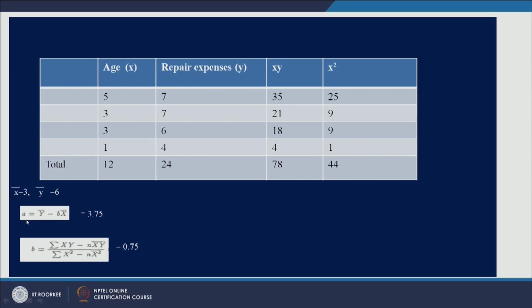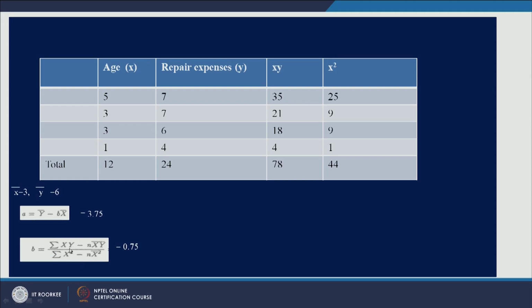So, this is your equation. a is equal to y bar minus b x bar. If you want to find a, you just calculate y bar, that is 6, minus b into x bar, right. So, x bar is known, which is 3. You do not know b here in this equation, so to calculate b, just use this formula.